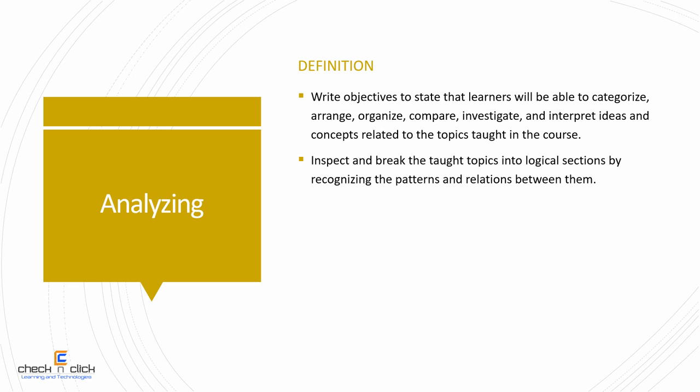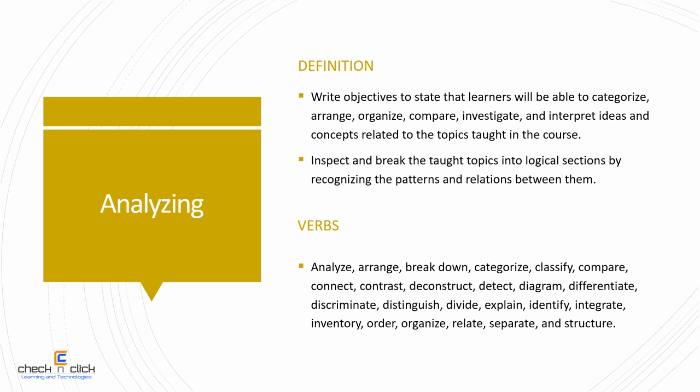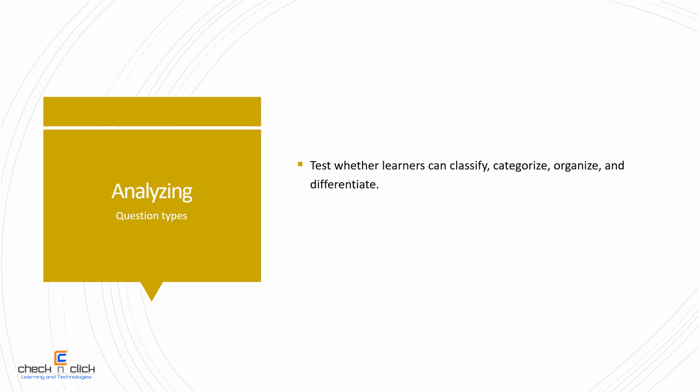For example, if your course is about the different categories of animal kingdom, then the learners must be able to classify the different mammals as per their animal kingdom. The verbs recommended to use for writing objectives in such courses are analyze, arrange, break down, categorize, classify, compare, etc. You can pause the video to review the list of all action verbs that apply to this level. To test the analyzing capabilities of learners after taking a course, frame questions to evaluate whether learners can classify, categorize, organize, and differentiate the key topics taught in the course.